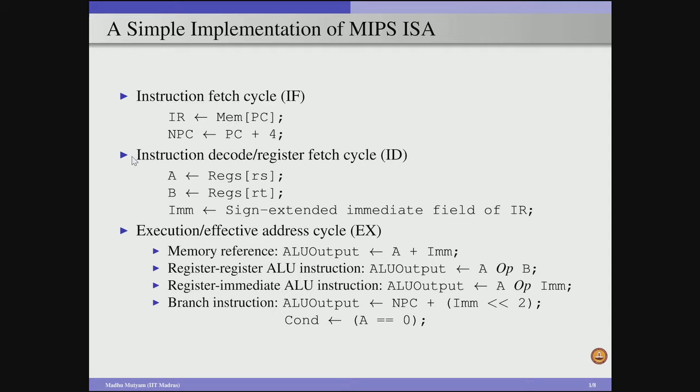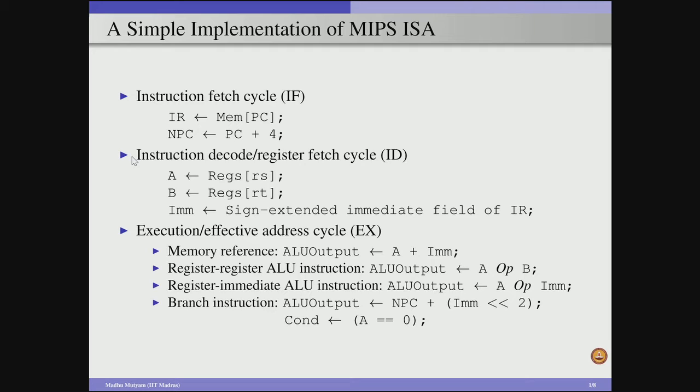If the instruction is a memory reference instruction, that is either a load or a store instruction, then we are going to perform the effective address calculation. That will be by adding the contents of A with the immediate value. So, effectively we have a base address, and then we are going to add an offset to that, and we are going to get the effective address for our memory reference instruction. So, that is stored in the temporary register which is ALU output.